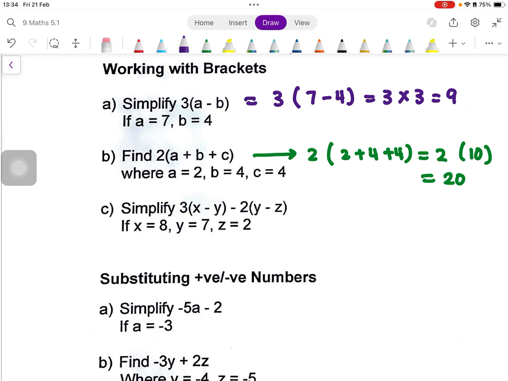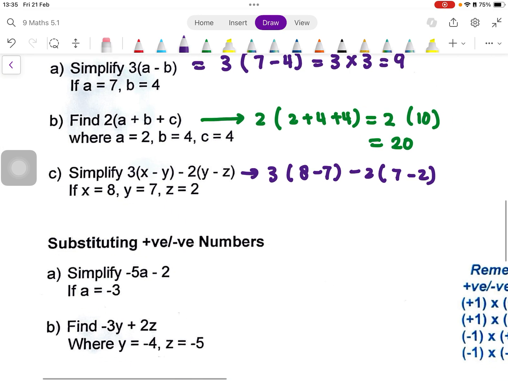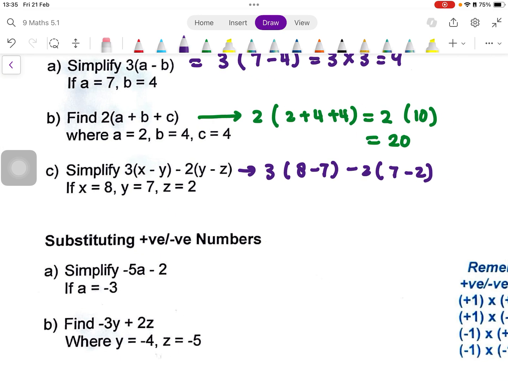Alright, let's do that. So 3 lots of x minus y. X itself is 8, y is 7. Y is 7, z is 2. Okay? Now, BODMAS rule, we deal with the brackets first. So that will be 1. So 3 times 1. And then this one is 5.